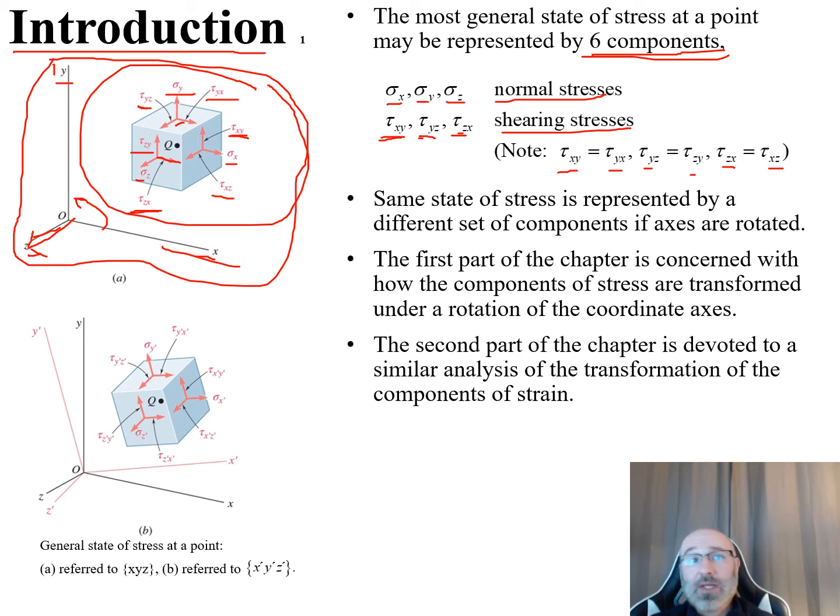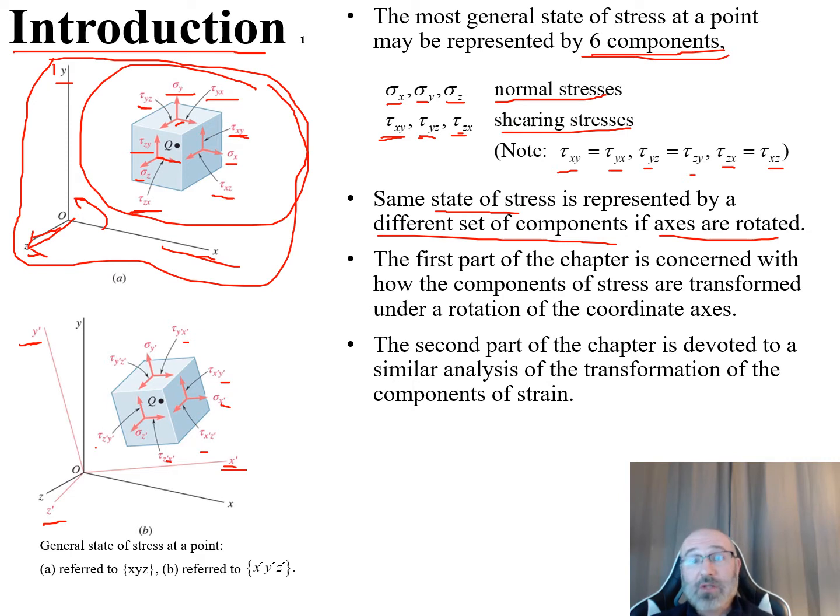Now another thing we want to consider right here is maybe that standard x, y, z coordinate for this 3-dimensional case right here is not always the best for our application, whatever that may be. So sometimes we may need to rotate that axis to a slightly different one. We can see our primes. So there's our x prime, y prime, and z prime axes right here. So we can notice here that the same state of stress is now going to be represented by a different set of components if the axes are rotated. So you can see our primes are all noted right here as well.